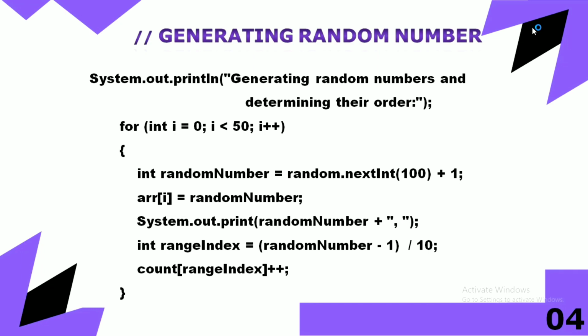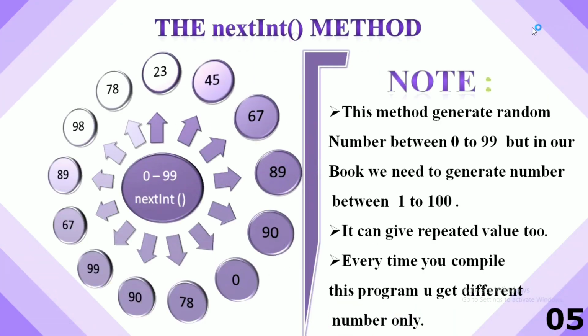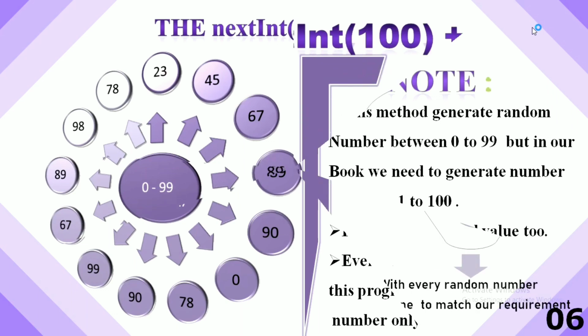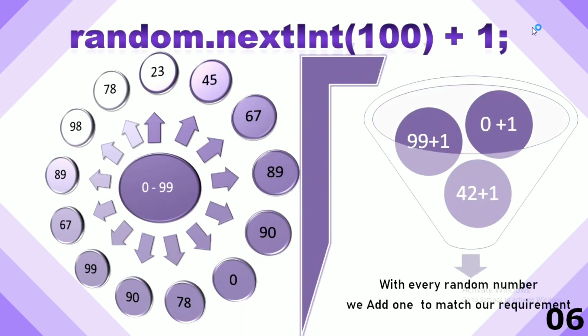Let's break down this line. The method nextInt(100) is called on the random instance, which generates a random integer between 0 and 99. Since we want the range to be between 1 and 100, we add 1 to the generated value. This adjustment ensures that even if nextInt(100) produces 0, we get 1 after adding 1, and if it produces 99, we get 100 after adding 1.